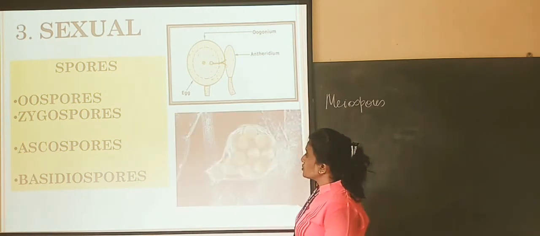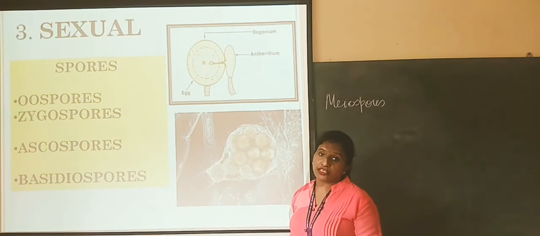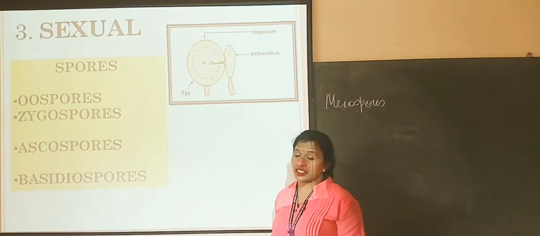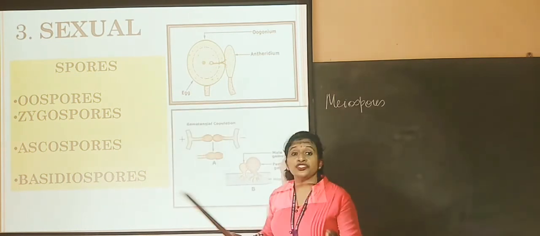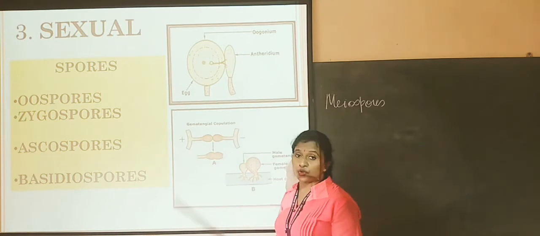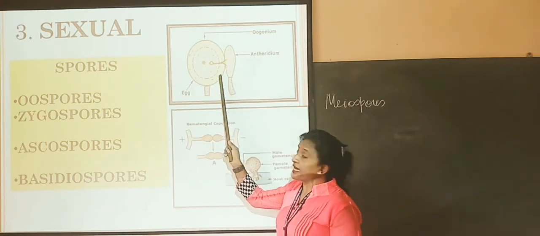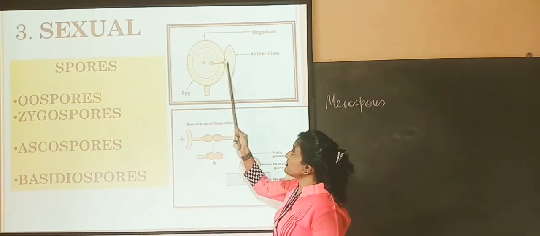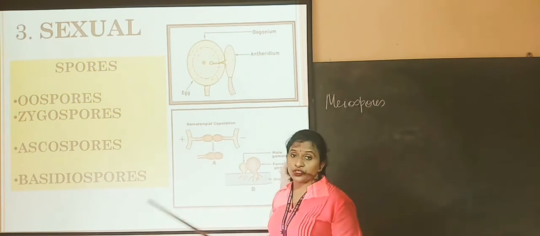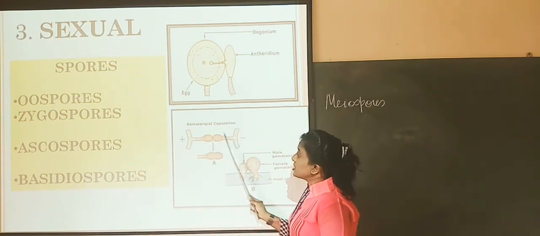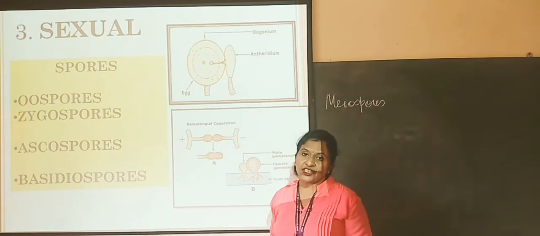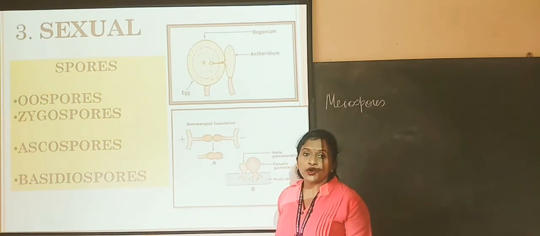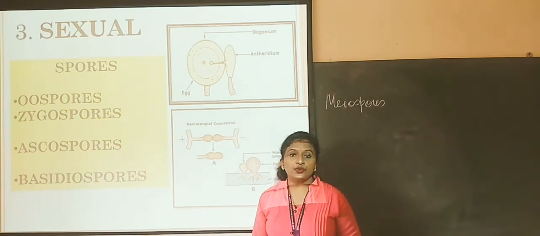Okay, so there will be many oospores that will be formed. Other type of spores are zygospores, wherein there will be fusion of antheridia and oogonia. Previously we have seen that both antheridia and oogonia come close to each other and the male gamete will be released into the oogonia. But here there is a fusion between both gametangia. And after the fusion, the zygote that will be formed will give rise to zygospores.